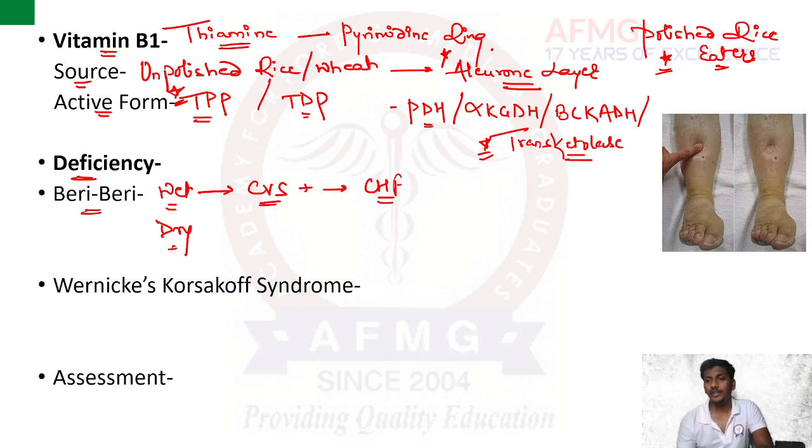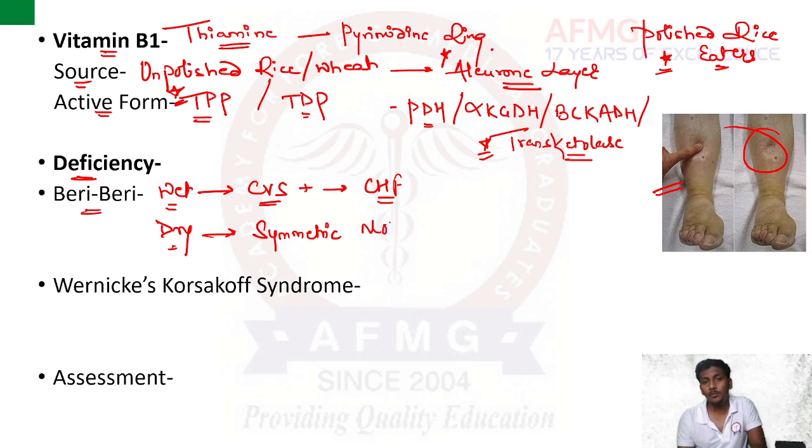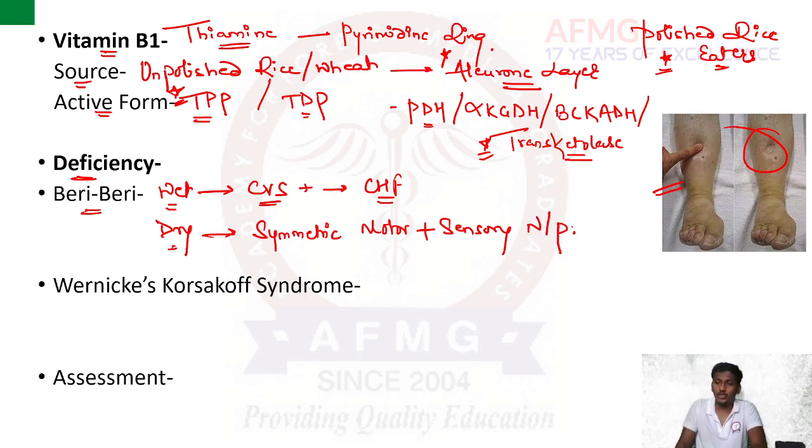And due to this heart failure, the patient can usually have edema in the lower limbs. Here you can see there is a pitting type of edema. If they say there is dry beriberi, that means there is involvement of the central as well as the peripheral nervous system, and the patient would have a symmetric motor and sensory neuropathy. So both the domains would be involved. There would be symmetric motor and sensory neuropathy in these patients of thiamine deficiency.